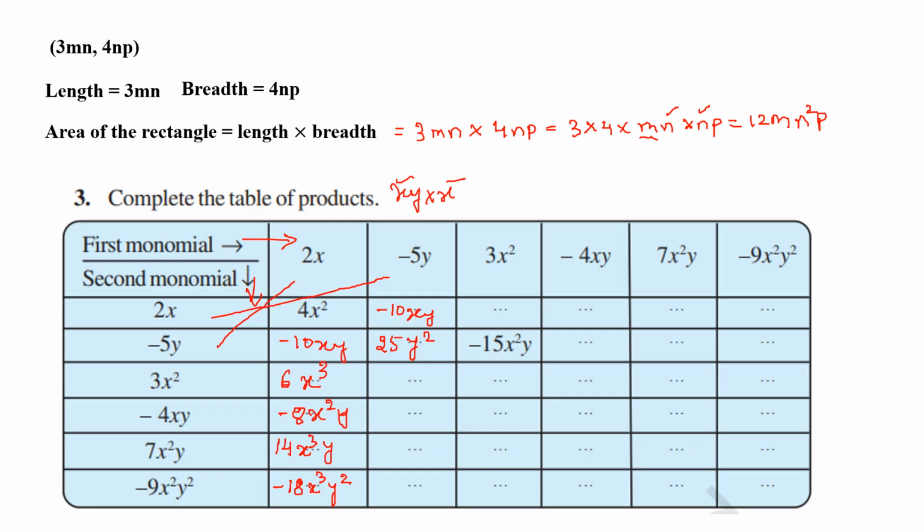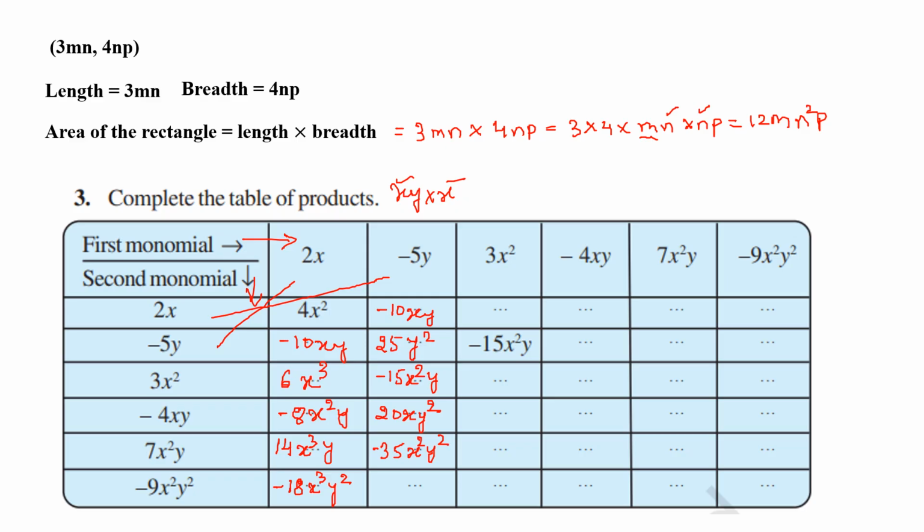Next 3x square into minus 5y. So 3 into minus 5 is minus 15. Then x square y. Then minus 4xy into minus 5y. So minus 4 into minus 5 is 20. xy into y will be y square. Then 7x square y into minus 5y. So minus 35. x square will remain x square and y into y is y square.